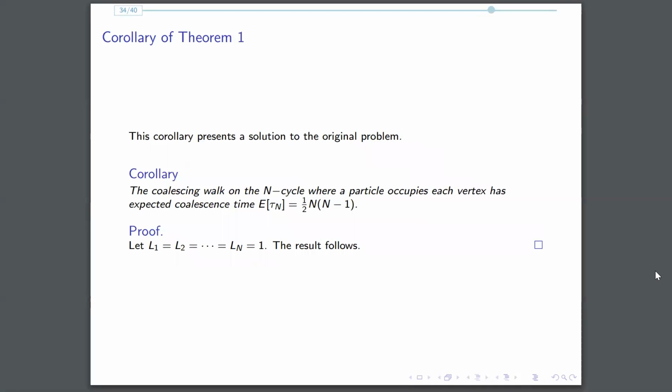And now I would like to present a corollary. This corollary presents a solution to the original problem we set out to solve. The coalescing walk on the n cycle, where a particle occupies each vertex, has expected coalescing time, expected value of tau n, equals the n-1th triangular number, half of n minus 1. This was the original problem, and it's now a corollary of our main theorem. And the proof is very simple. Just let all the Li from 1 to n equal 1, and then the result follows from the theorem.